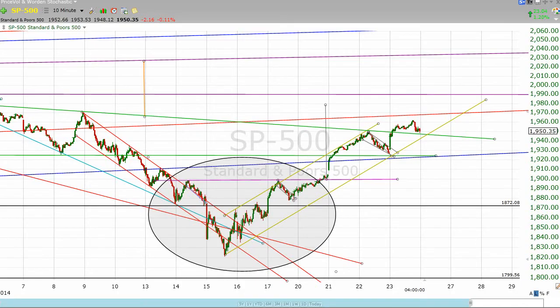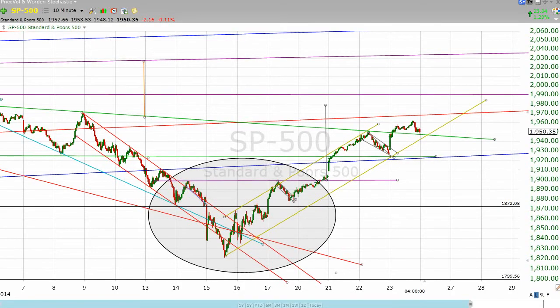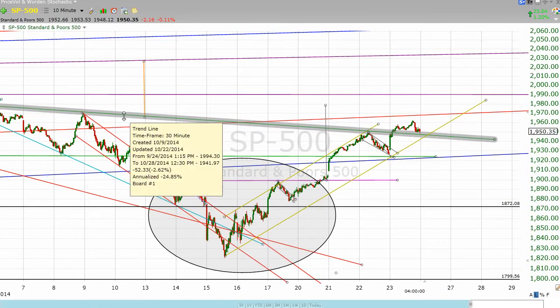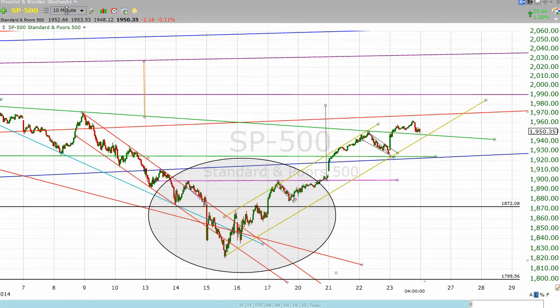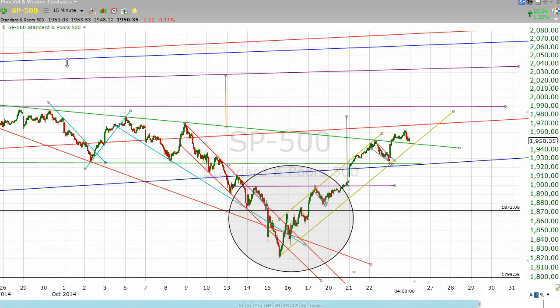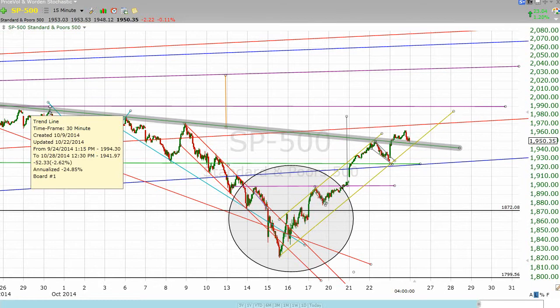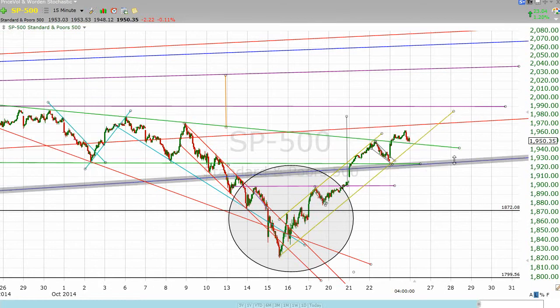Starting out here on a 10-minute chart, you'll recall this green trend line, which had been strong resistance ever since the end of September. All throughout October, we've had 1, 2, 3, 4, 5 touches. We got over that line today.